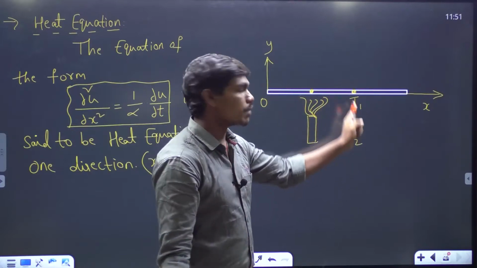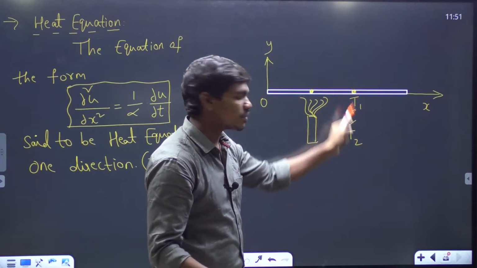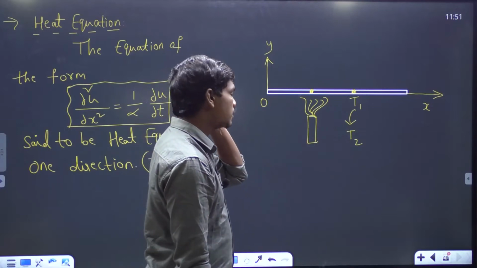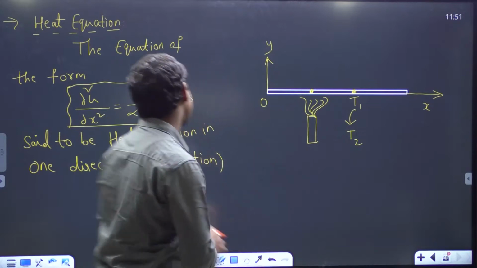Second thing is the time at which you are measuring this temperature. Correct? Because at the same point with respect to time, temperature is changing. Basically it is called unsteady state in terms of mechanical engineering. But if you see, this is called unsteady state heat conduction in one direction, and this is the equation for that.